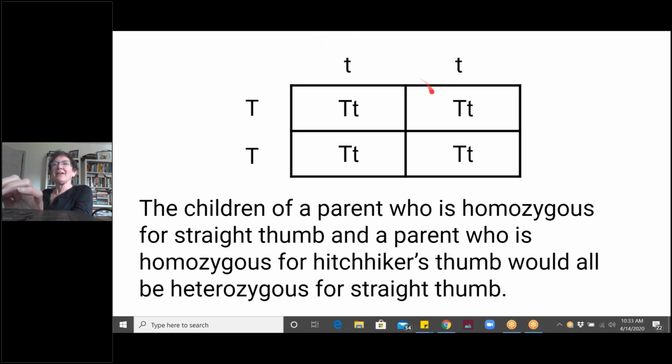Okay, then. So this offspring has a straight thumb. This one has a straight thumb. And this one has a straight thumb. Okay.